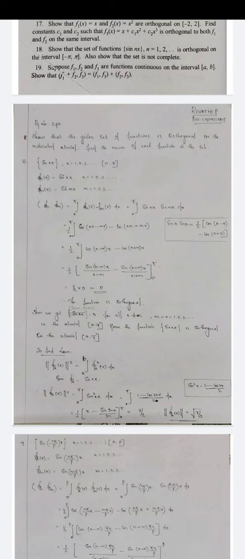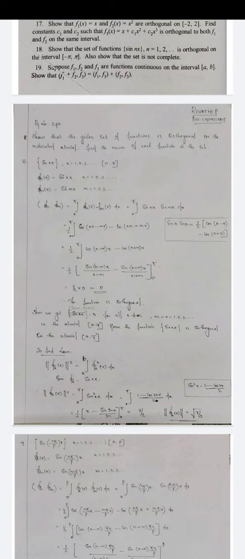We can put the common x outside. So cos((n minus m)x) minus cos((n plus m)x), which is equal to 1 by 2 into sin((n minus m)x) by (n minus m) minus sin((n plus m)x) by (n plus m), from 0 to pi. We have integrated. So while substituting from 0 to pi, we get half into 0, which is 0. Hence we prove that the function is orthogonal.